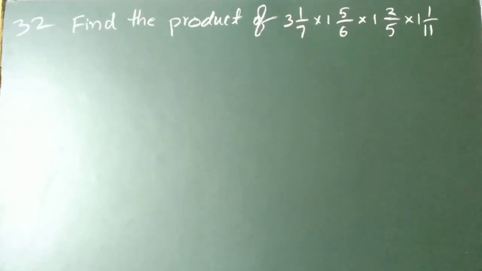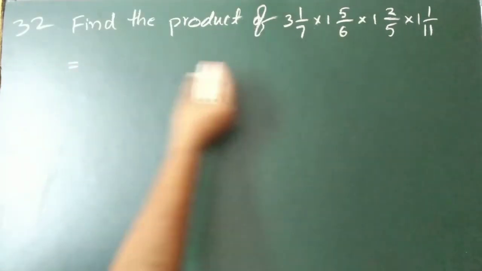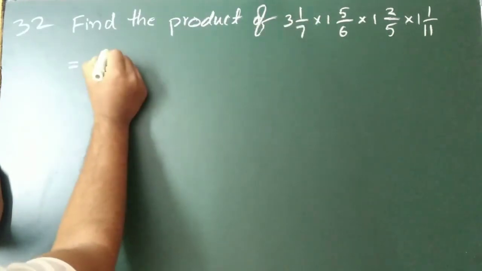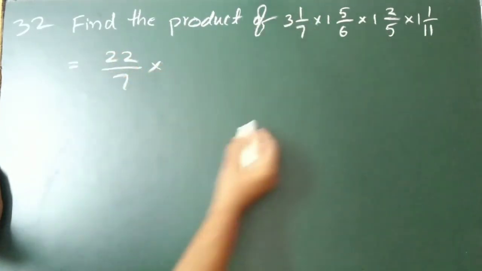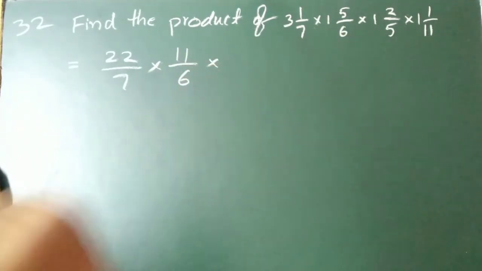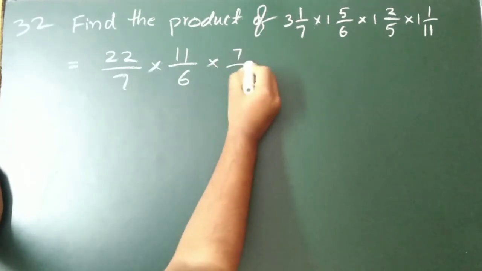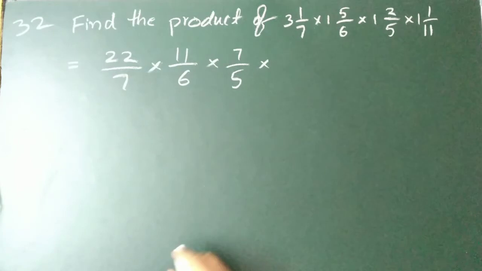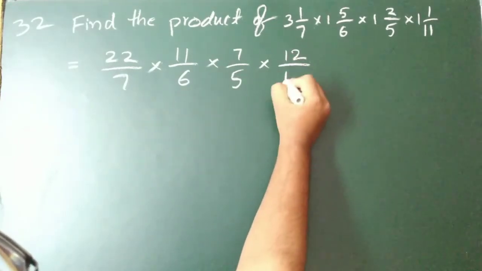The 32nd one: find the product of 3 1 by 7, 1 5 by 6, 1 2 by 5, 1 1 by 11. Here they have given all mixed fractions. First we convert into improper fractions, then we can cancel. 7 3s are 21 plus 1, 22 by 7. 6 1 is 6 plus 5, 11 by 6. 5 1 is 5 plus 2, 7 by 5. 11 1 is 11 plus 1, 12 by 11.